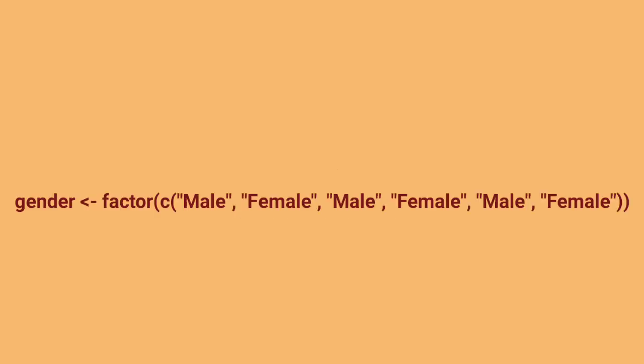Say for example, if we want to create a categorical variable gender in R with the help of the factor function, we can do that by passing a vector of male and female inside it. And when we call this gender variable, R will return the elements male and female along with the labels male and female.